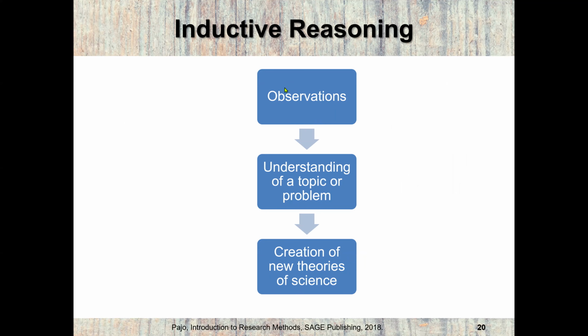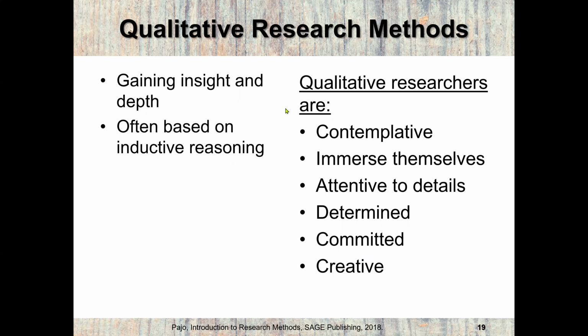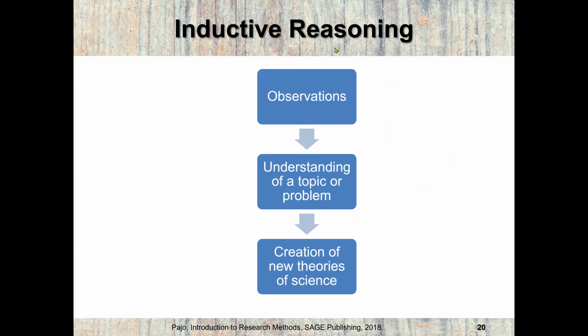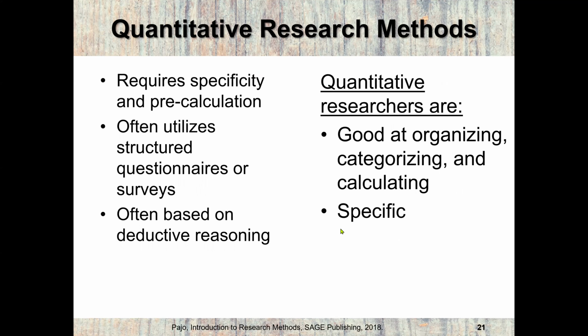So again, qualitative research is based on inductive reasoning. We get the observation first, an understanding of a topic or problem, then the creation of new theories of the science. With quantitative, again, it is based on analysis of a value, real data.